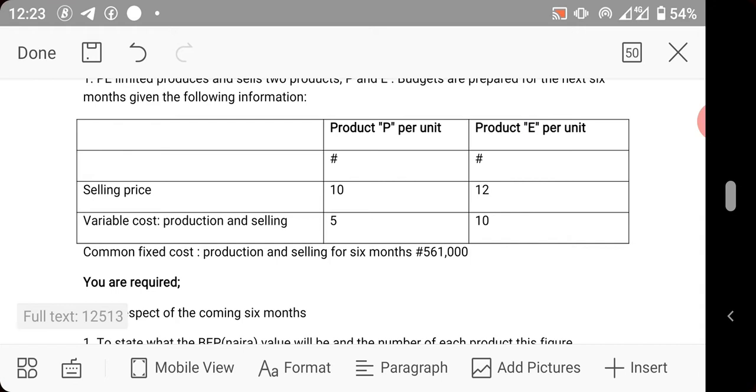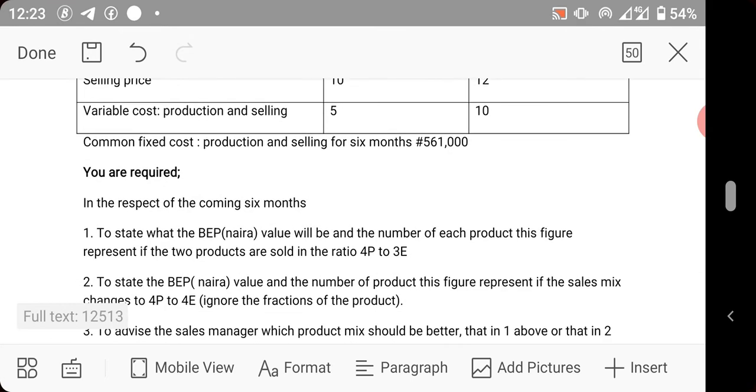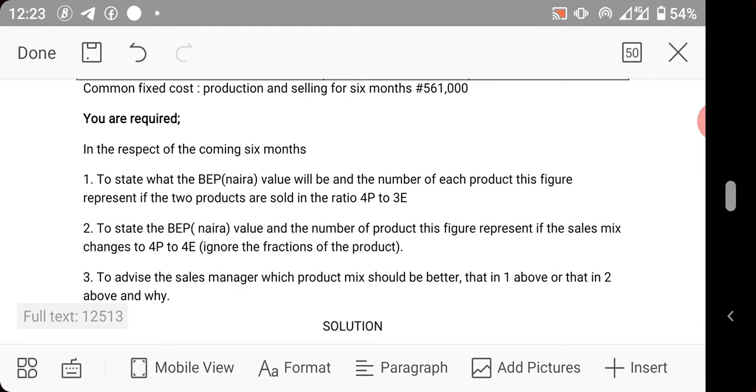For product E, selling price is 12 naira per unit and variable cost is 10 naira per unit. Common fixed cost for production and selling for 6 months is 561,000 naira. You are required, in respect of the coming 6 months, to state what the break-even point in naira will be and the number of each product.